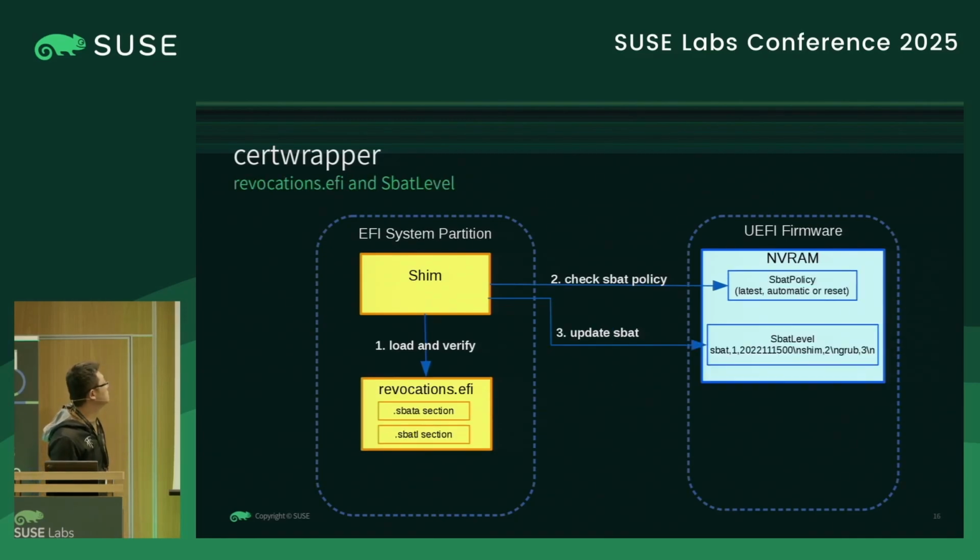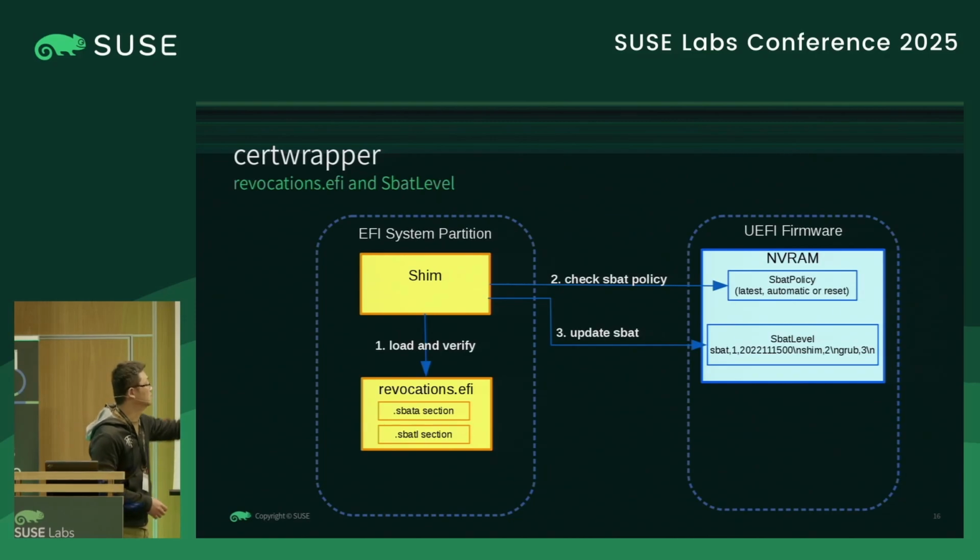And SBAT is different. It's the same thing: Shim will load and verify the revocations EFI, and they have one section. The name is SBATA. A means automatic, and SBATL means latest. The different policy, the different string for the different policy. So then it will check the SBAT policy, the current policy, maybe latest, automatic, or reset. Reset means just reset.